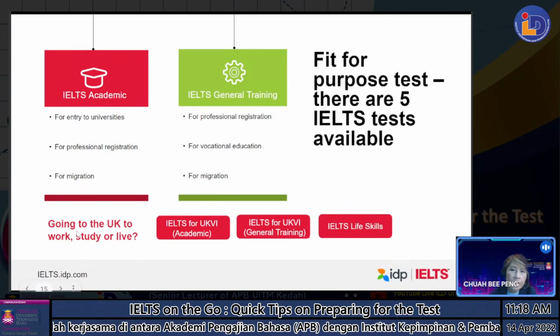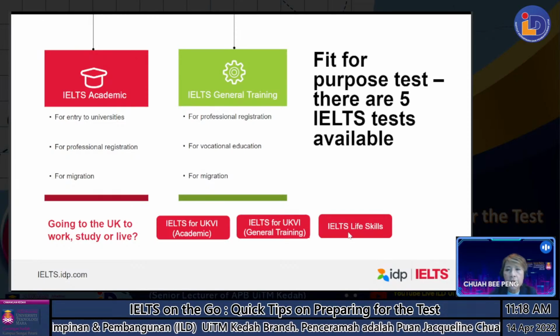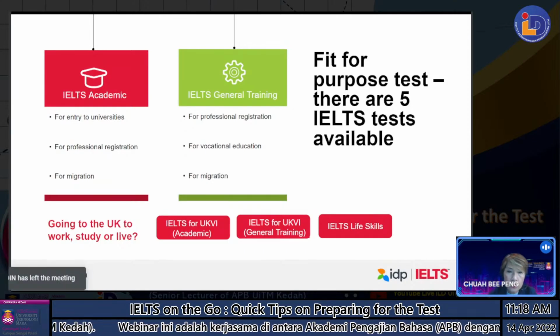Now, if you're going to the UK to work, study, or live, there is IELTS for UKVI academic, IELTS for UKVI general training, or IELTS Life Skills. So if you're going to the UK, there are more versions to consider. And what is the difference between UKVI and the general IELTS test that are offered in our country? I do not want to talk about other countries, but assume that you're going to take the test here.